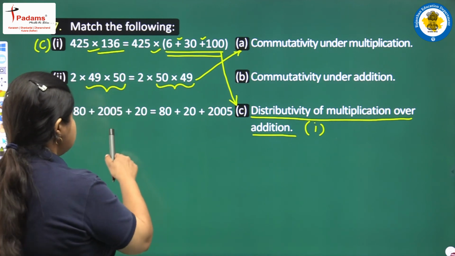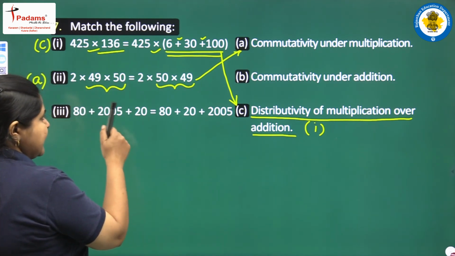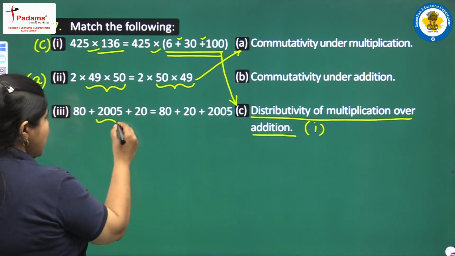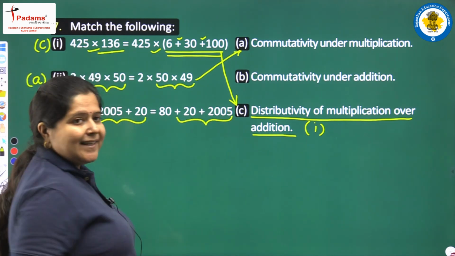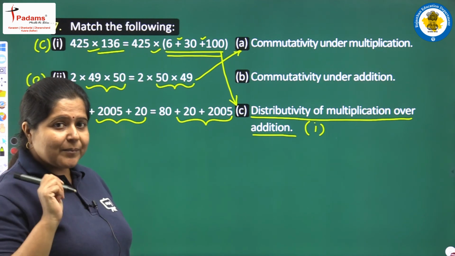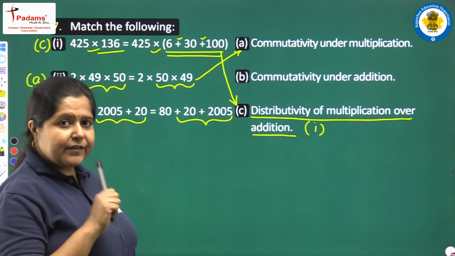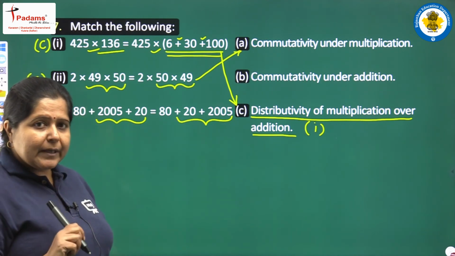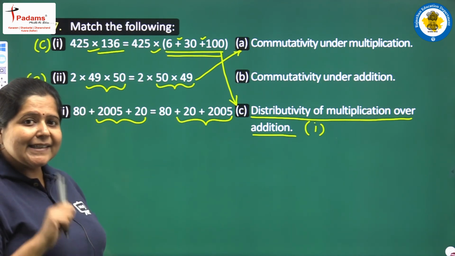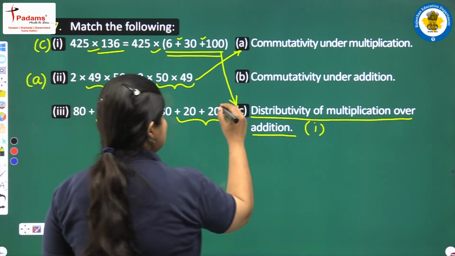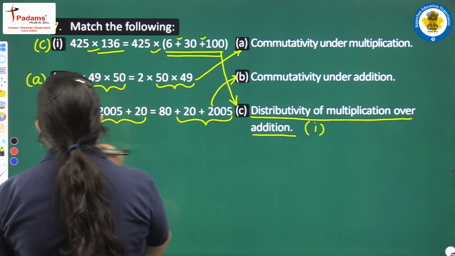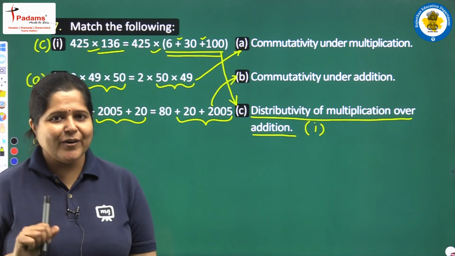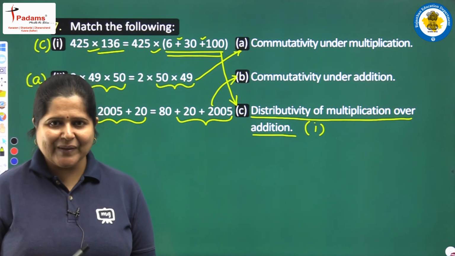Then we have this one, 80 plus 200, 5 plus 20, 80 plus 20 plus 200. Again the order of these two numbers has been changed. So the property of commutativity is again visible here, but since there is addition here, we will apply commutativity under addition, and it is this part. So we can write here B. And with this your exercise 2.2 is also complete.